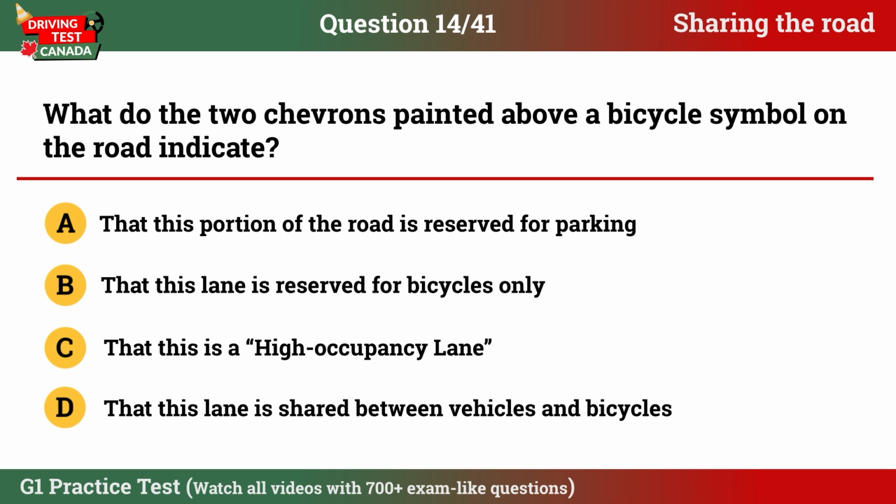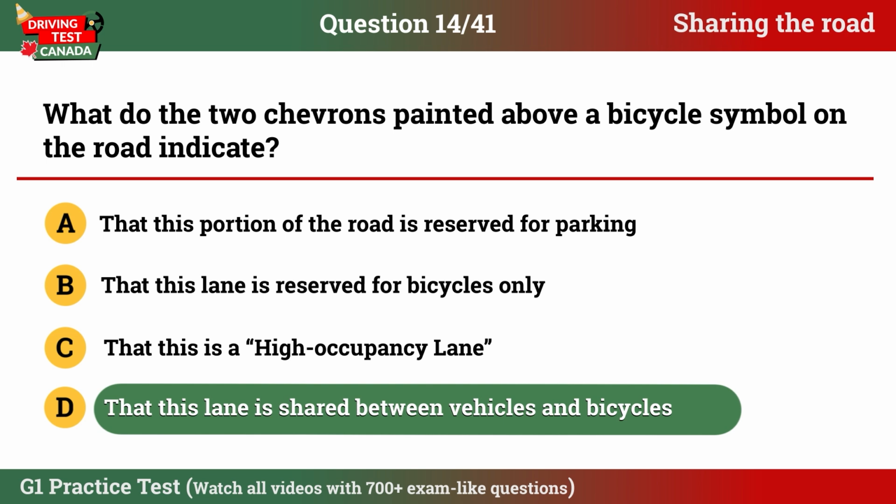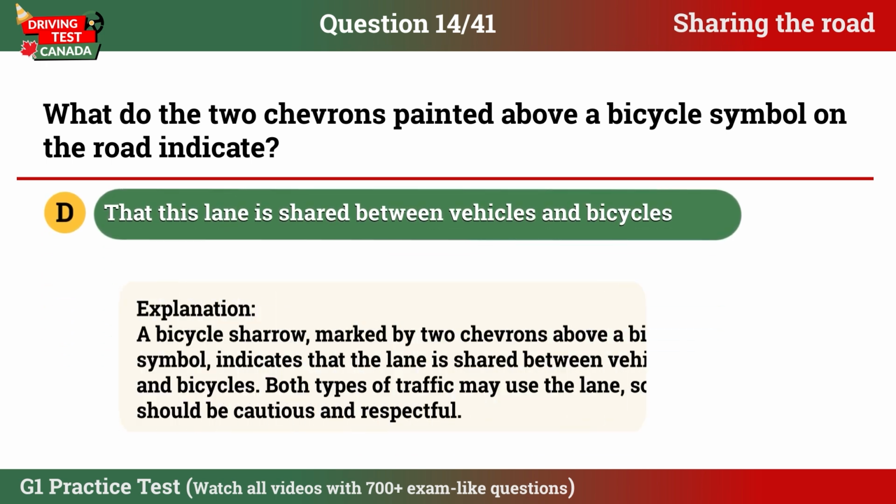The correct answer is D. That this lane is shared between vehicles and bicycles. Explanation. A bicycle sharrow, marked by two chevrons above a bicycle symbol, indicates that the lane is shared between vehicles and bicycles. Both types of traffic may use the lane, so drivers should be cautious and respectful.